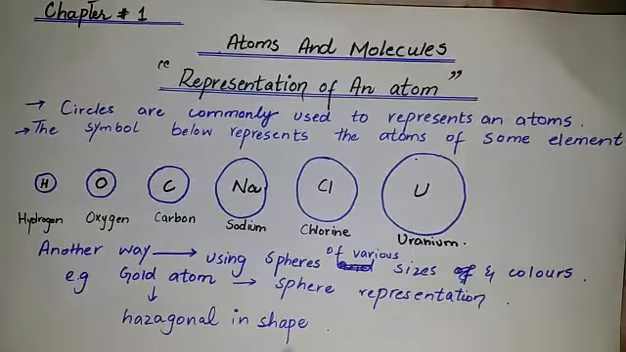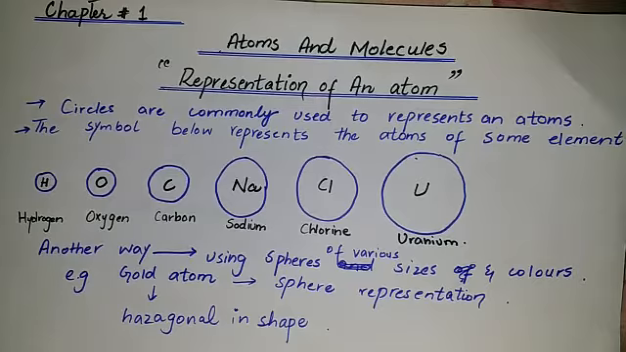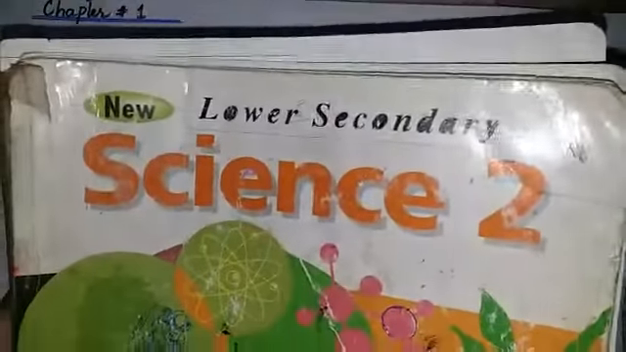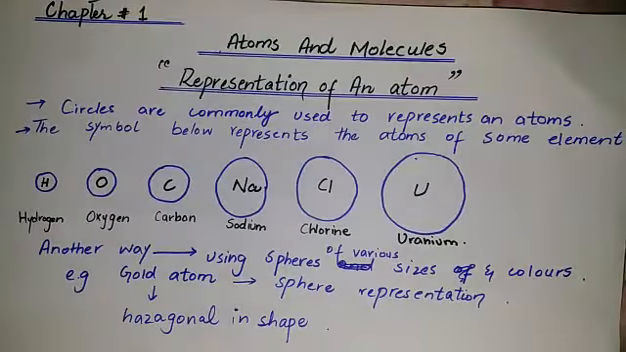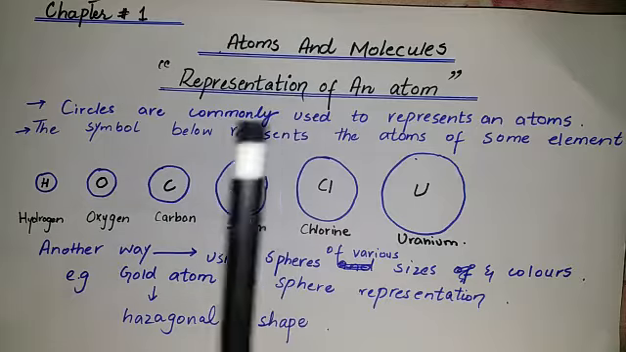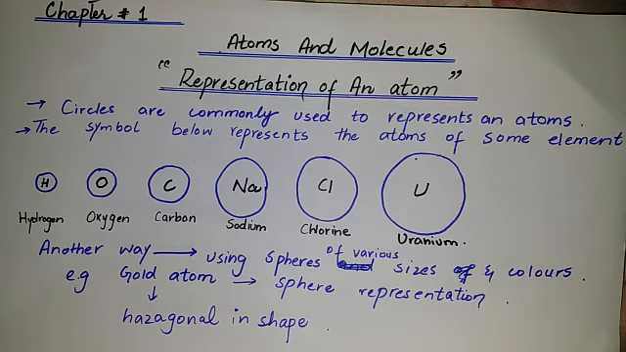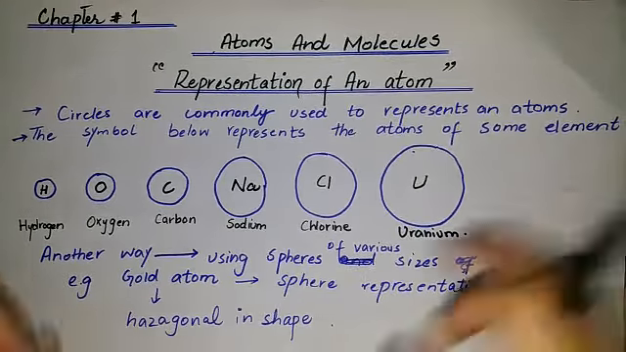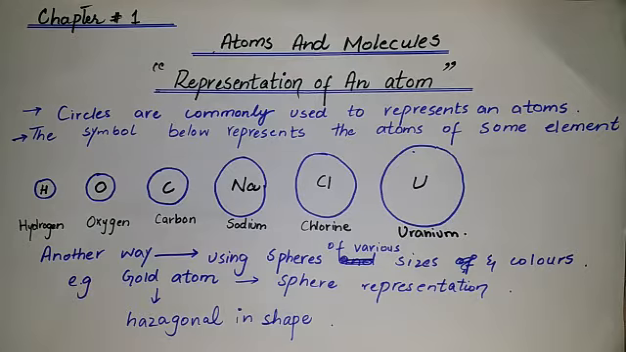Students, open your book which is Lower Secondary Science 2. This is for grade 7. Today, as we have started our chapter number 1, atoms and molecules. Yesterday in my previous video I explained what an atom is and the structure of an atom. In this video I will explain the representation of an atom, that is, how we can represent an atom.